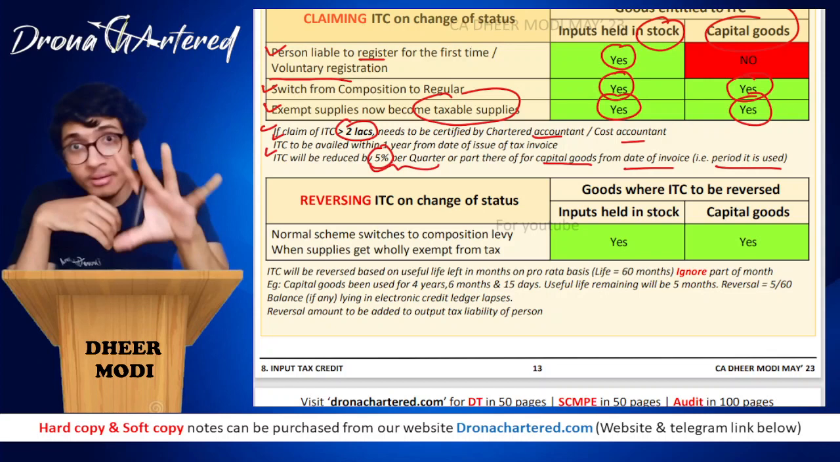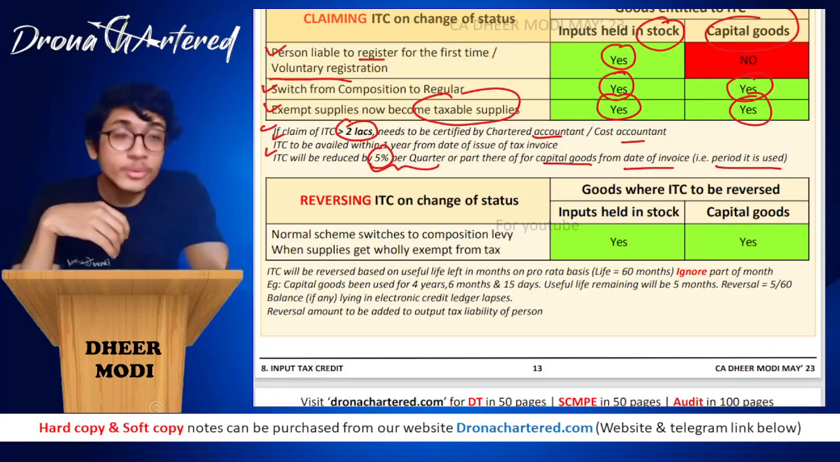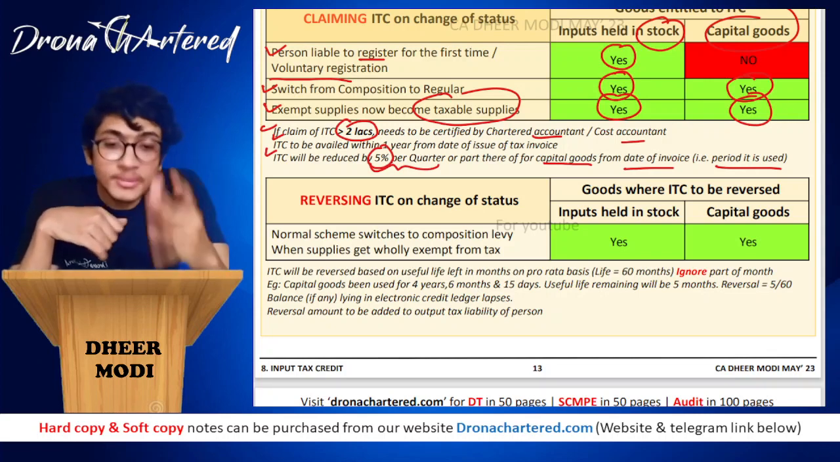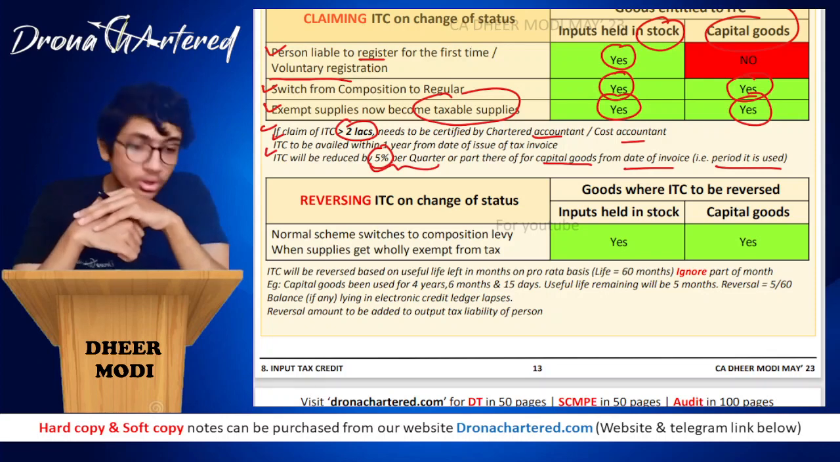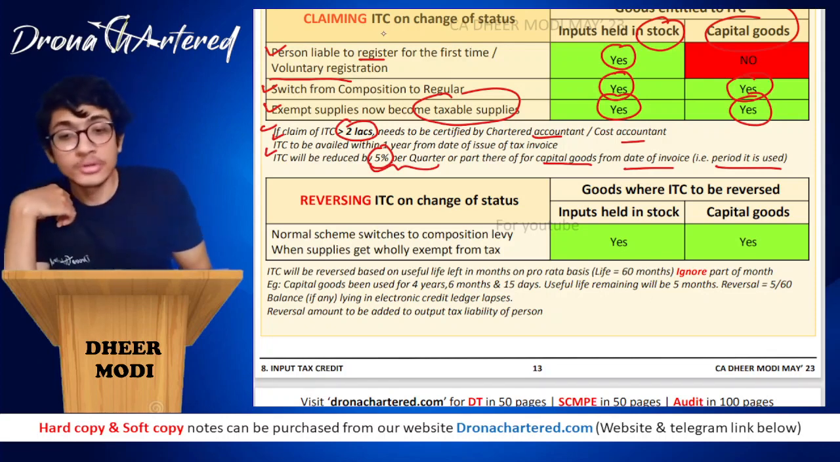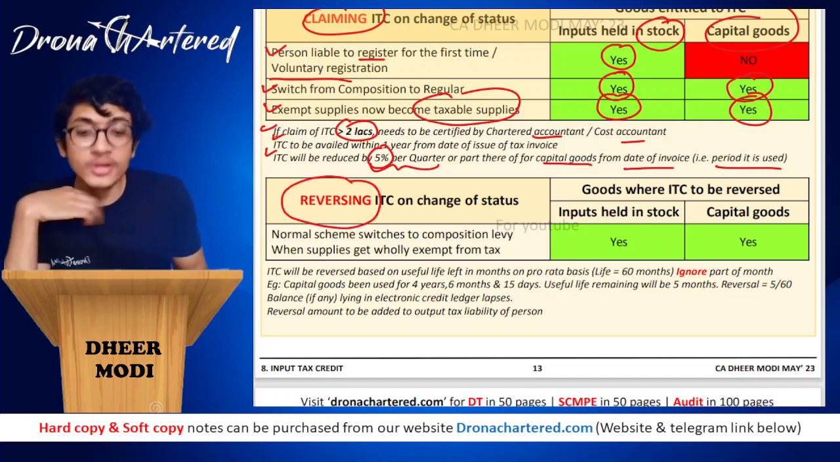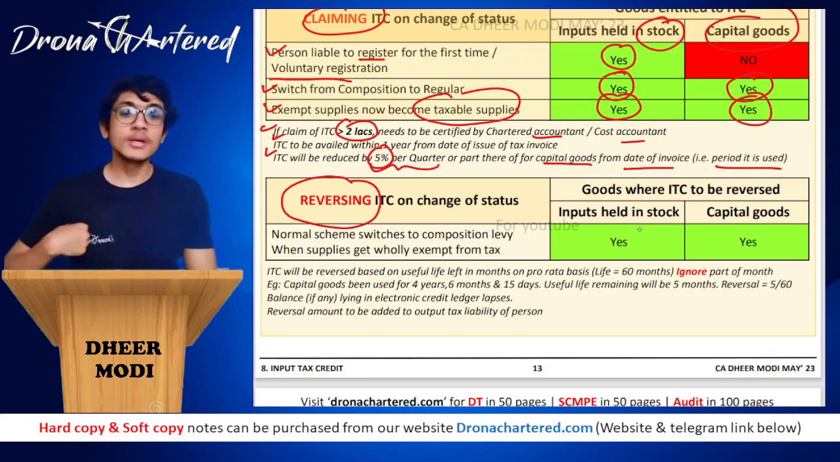Therefore, machinery has a life of 5 years, which means 20% each year, which means 5% per quarter. Okay, so this was your claiming ITC on change of status. Now what we are doing is reversing ITC on change of status. So goods were ITC to be reversed.